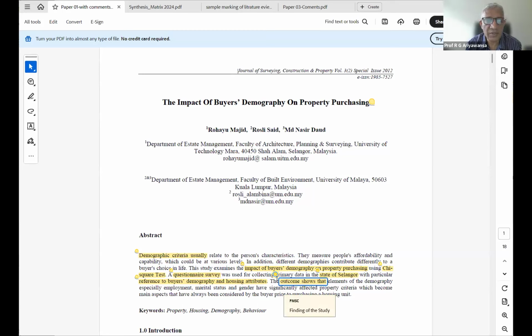And next, they are talking about the outcomes. Outcome shows the findings of the research. Likewise, in the small paragraphs of this abstract, the authors explain the full story: what they have done, how and why they have done it, and what benefits they are providing. Understood? Is it clear? Yes, sir.